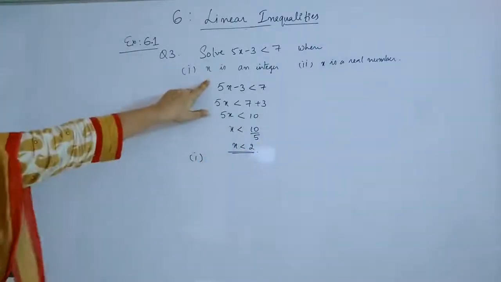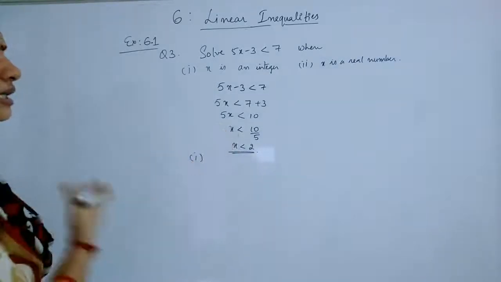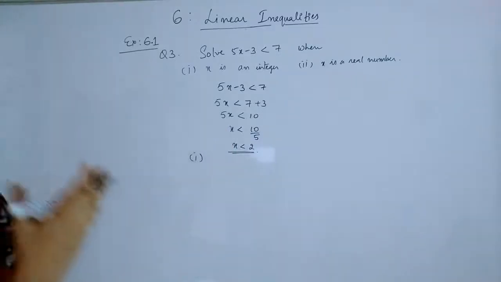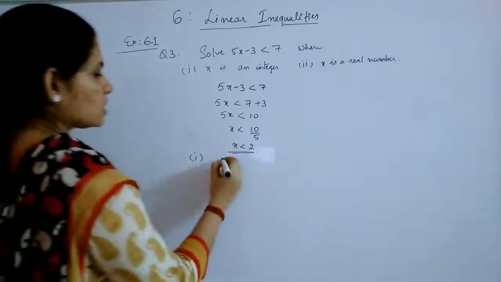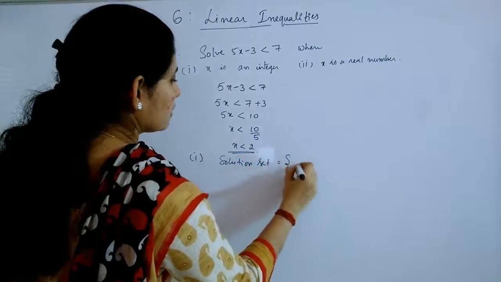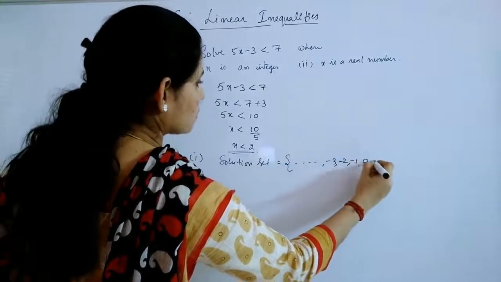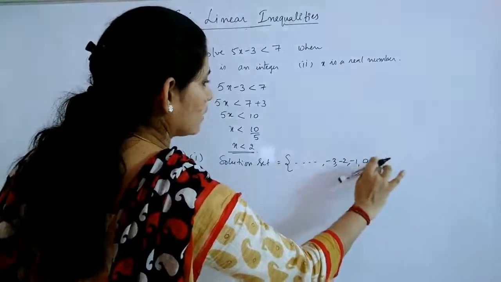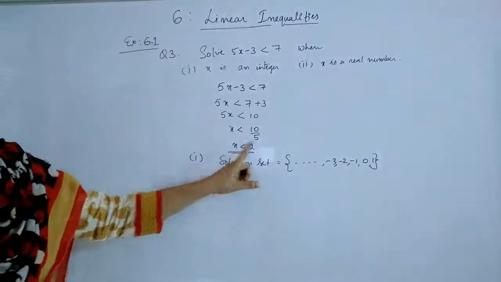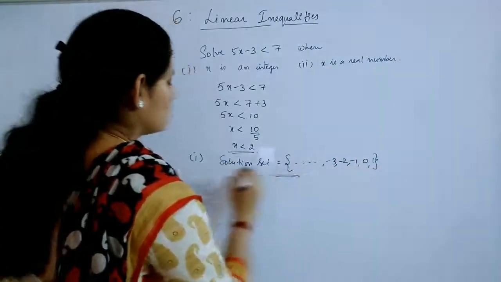Your first question is x is an integer. When x is an integer, the solution will be what? You have to take all the integers which are less than 2. Negative integers, positive integers till 1 it will be. Okay. So the solution set will be negative integers minus 3, minus 2, minus 1, 0, 1, till 1, right? Because it is less than 2. Now suppose if it was less than or equal to 2, you have to include that 2 also in that. Okay. So this is your first part.